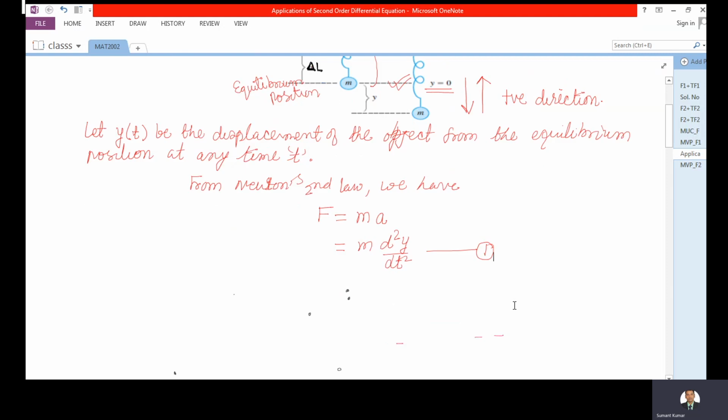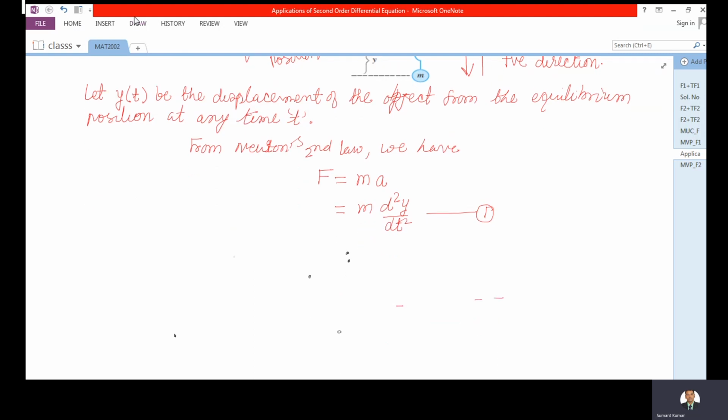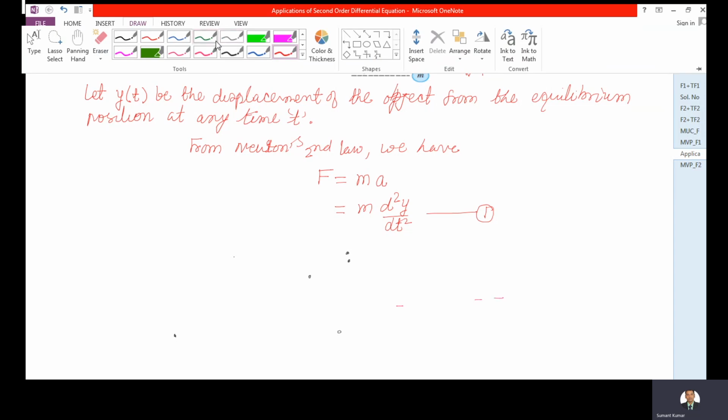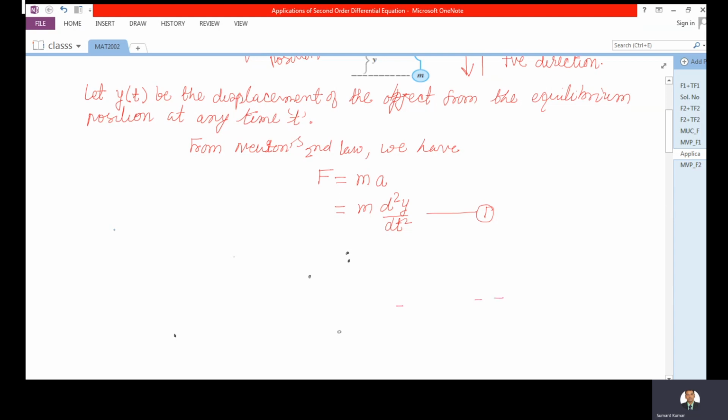Now our purpose is to find the total force acting on this system. So how can we find all these forces? Basically, we are going to find the forces acting upon the mass. Here there are four kinds of forces acting on this system, so we discuss them one by one. The first one is the force due to gravity.